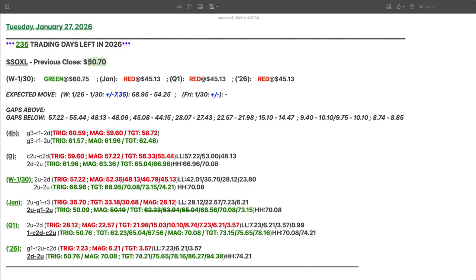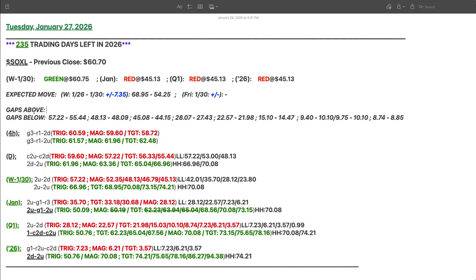And you can see we closed below that, meaning the week is red. So the week goes green at $60.75. But we do know that the month, quarter, and year are all green. It would take getting down to 43.13 to turn all of those red. We know the expected move for the week is plus or minus $7.35 from Friday's close, giving us a range of $68.95 to $54.25. If you're not familiar with that expected move, make sure you check out the weekend video or the Thursday night videos where we go over the expected move for Friday.